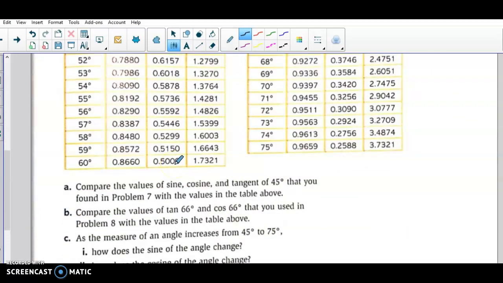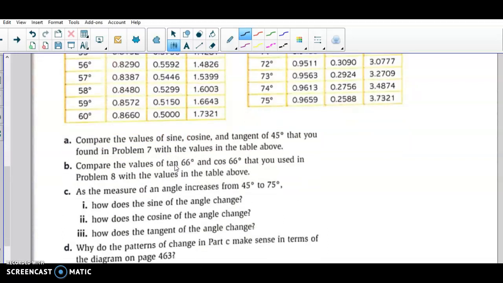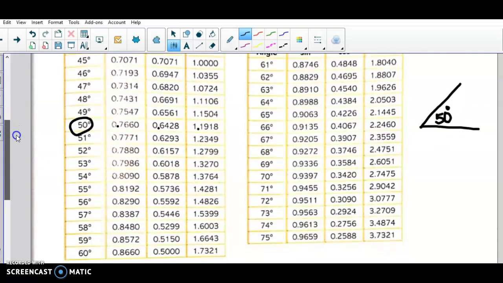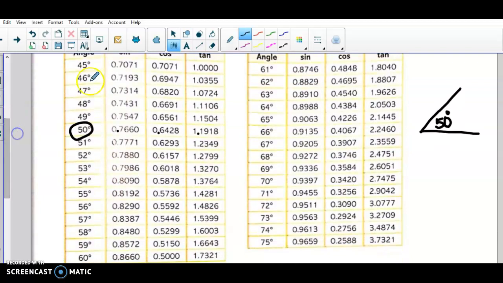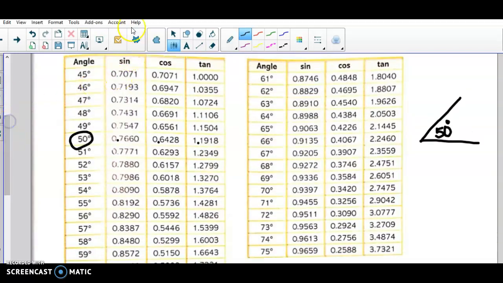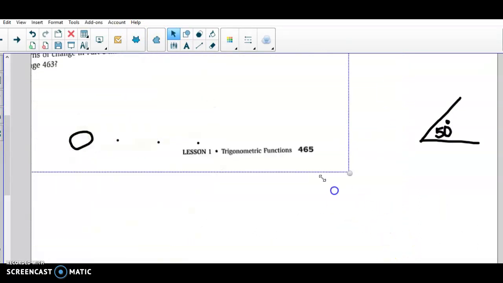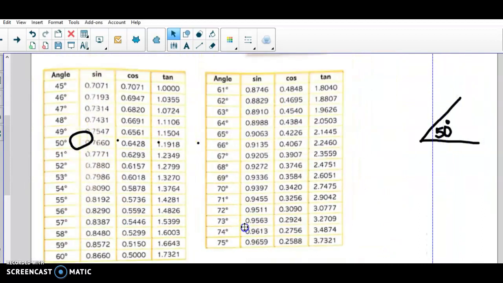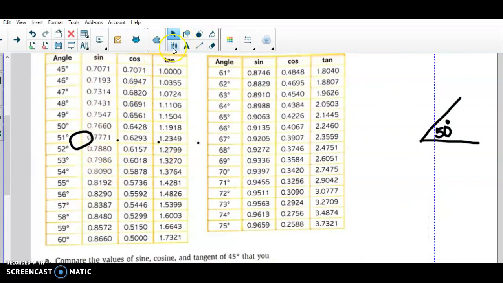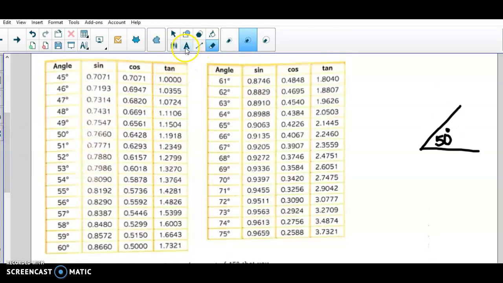So we have some questions. This first one, how does sine of the angle change from 40 to 75? So let's just look. If we look at the numbers, how is sine changing? Let's do this. Make it a little smaller. Because we're going to have to use this table in a little bit. So our sine is increasing. We go from 0.7 and it increases to 1. So we have our sine is increasing.